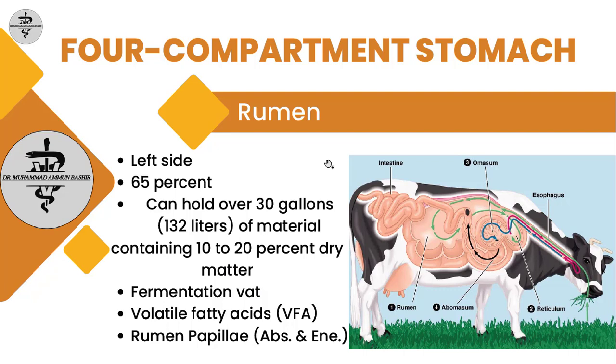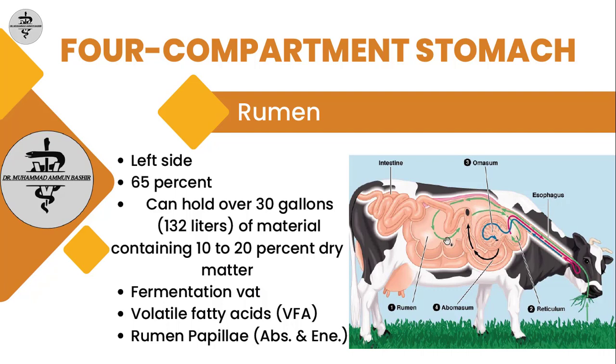We will discuss the rumen, the first compartment and the most important compartment of the stomach of a cow. The rumen is situated on the left side of a cow and makes up 65% of the cow's stomach. A rumen can hold over 30 gallons, or 132 liters, of material, containing 10 to 20% dry matter. The rumen is also called the fermentation vat because all the fermentation of carbohydrates and other ingredients takes place inside it.